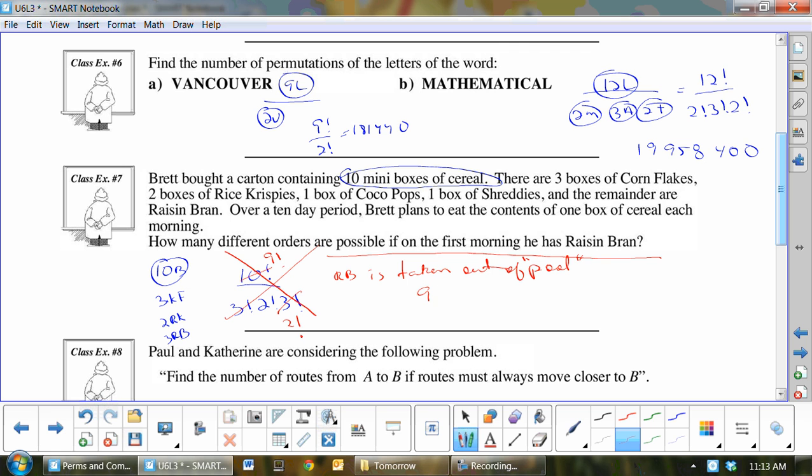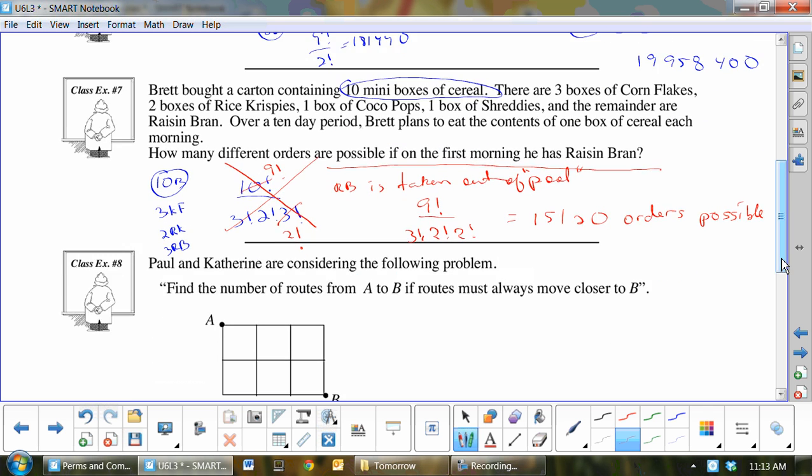So the real answer is 9 factorial over 3 factorial, 2 factorial, 2 factorial. That is 15120 orders possible. That is how many days you would have to go camping before you had a repeat.